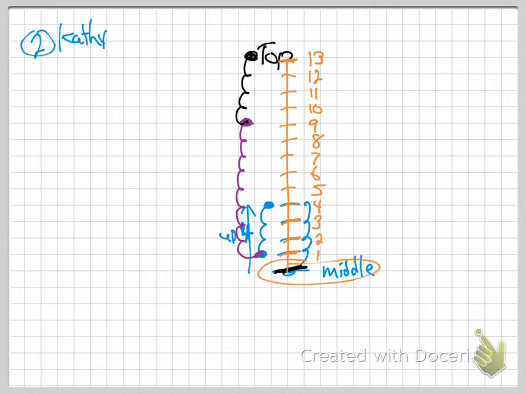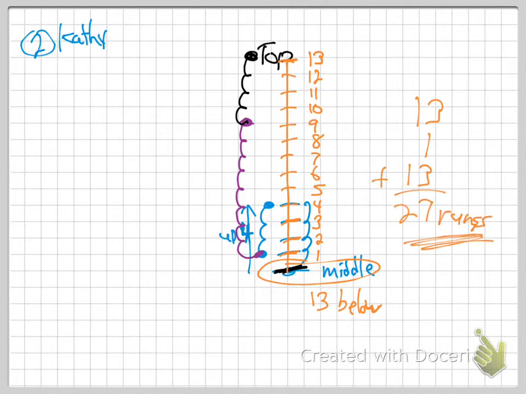This is the middle rung, and so there must be 13 below because that's why it's the middle. So we have 13, we have the 1 in the middle, and we have 13: 27 rungs on the ladder. Does that make sense? 13 above the middle, 13 below the middle, and then the 1 in the middle rung itself. 27 rungs.